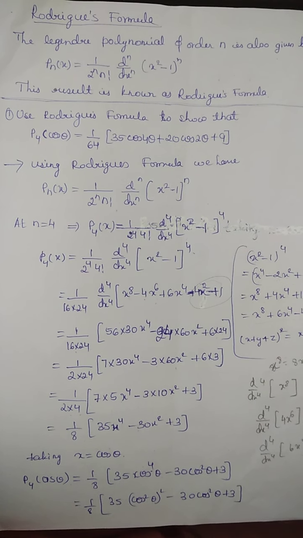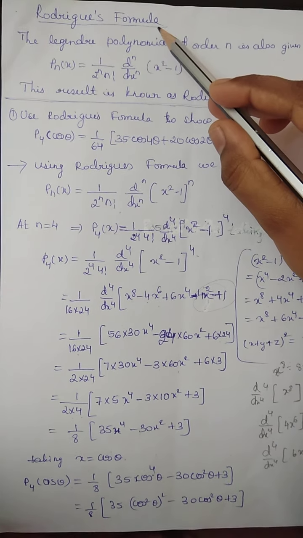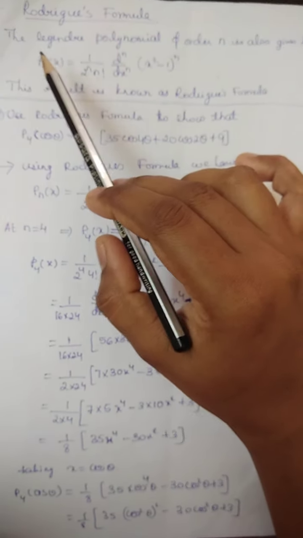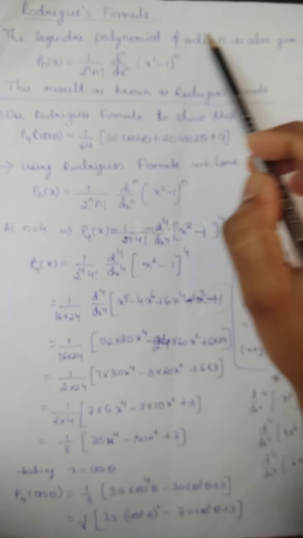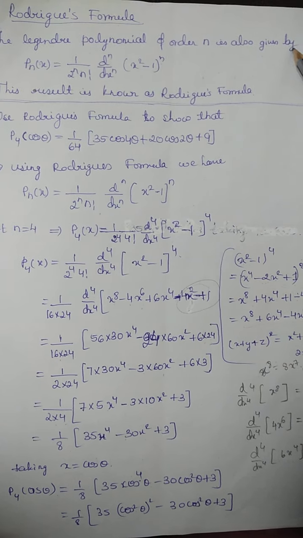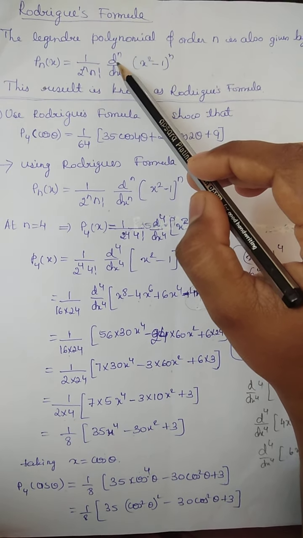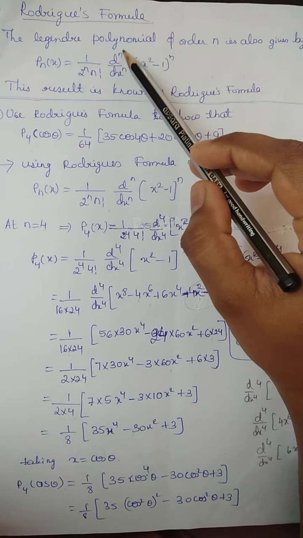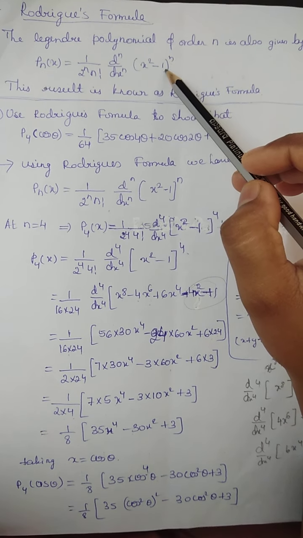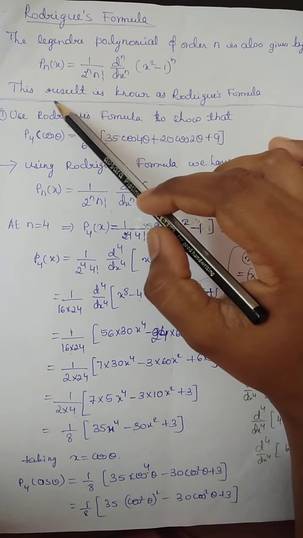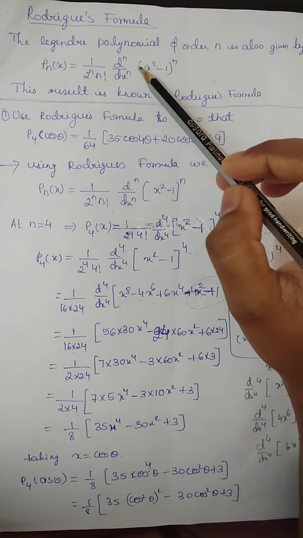Hello students, this is the next topic, Rodrigues formula, after the Legendre equation. The Legendre polynomial of order n is also given by Pn of x equals 1 upon 2 raised to n factorial, d^n by dx^n of (x square minus 1) whole raised to n. This result is known as Rodrigues formula.